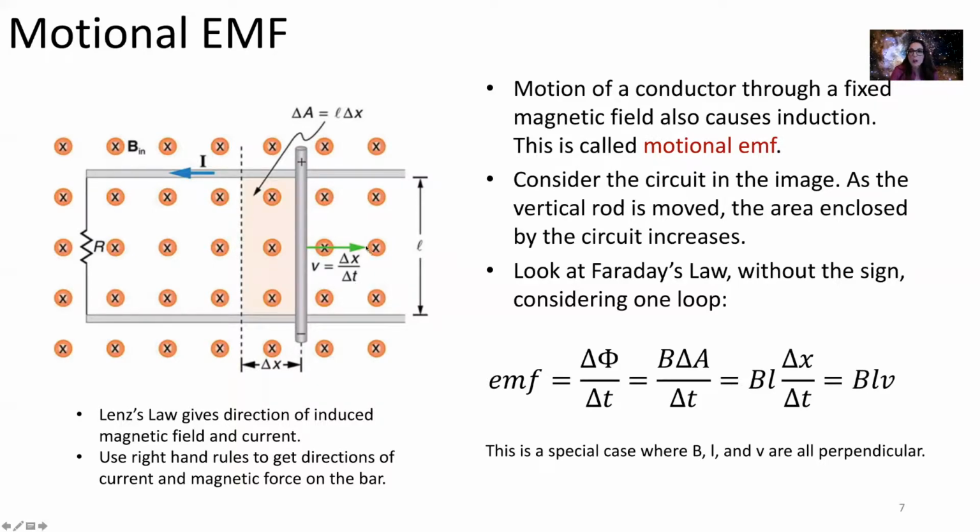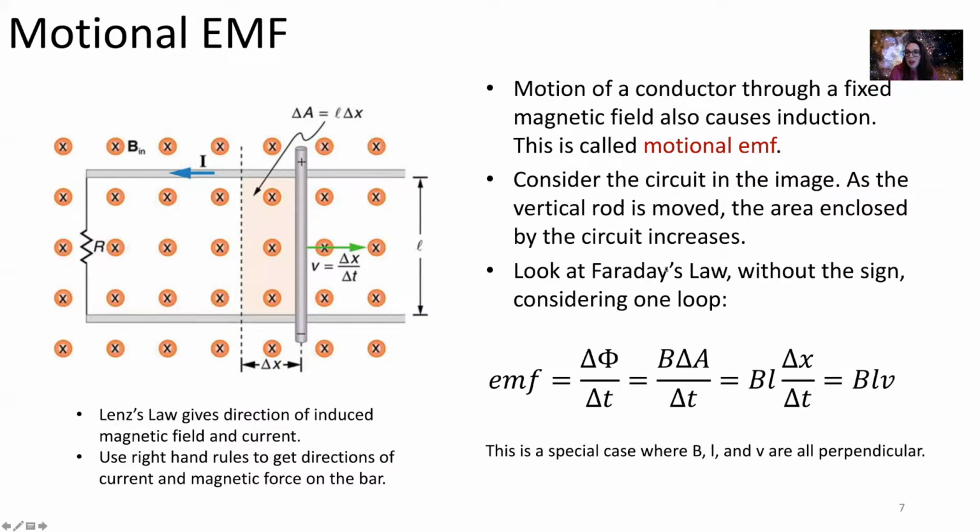Okay, so as this vertical rod here moves to the right, the area that is enclosed by this circuit increases. So our magnetic flux is equal to the magnetic field times area. So if the magnetic field stays the same, but the area increases, we increase our magnetic flux.